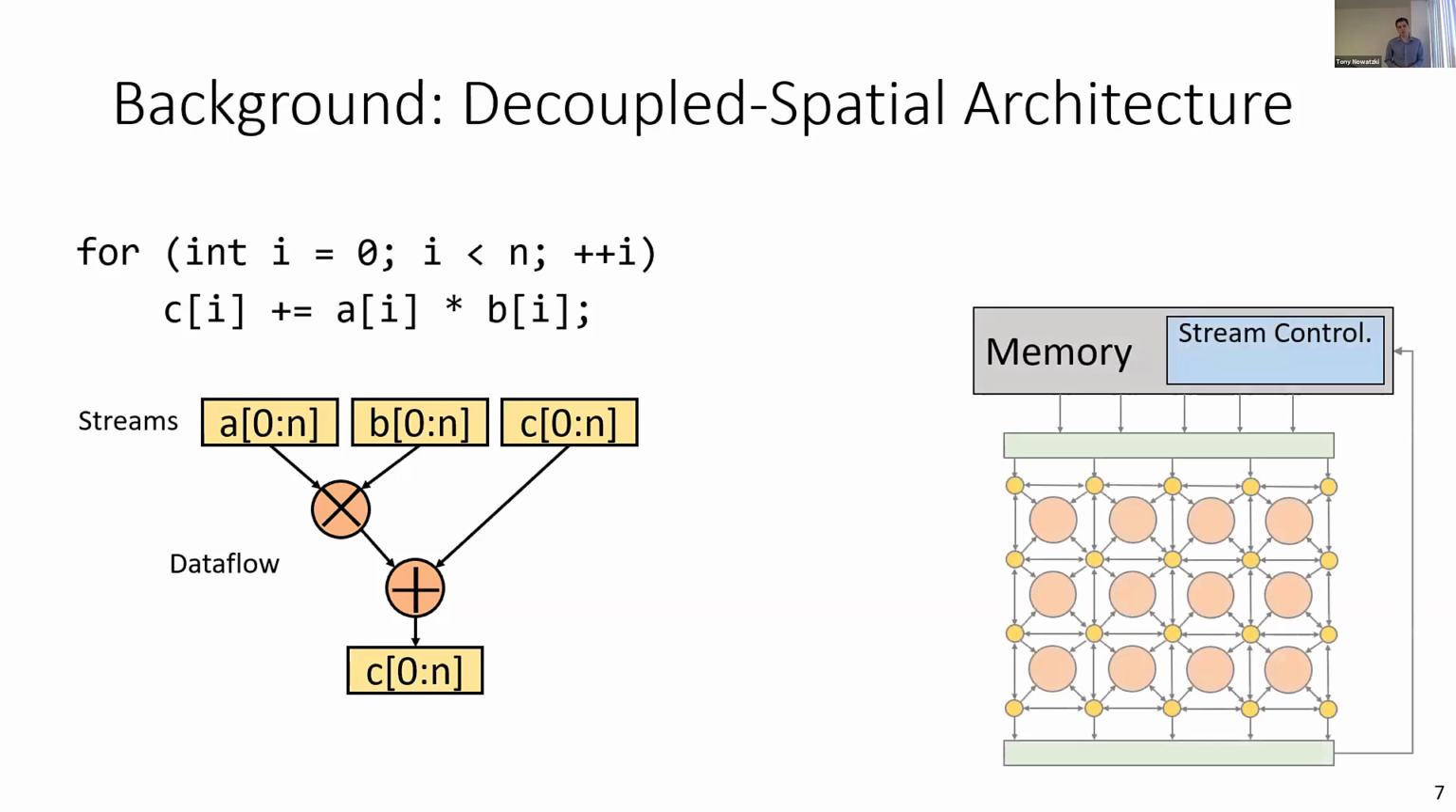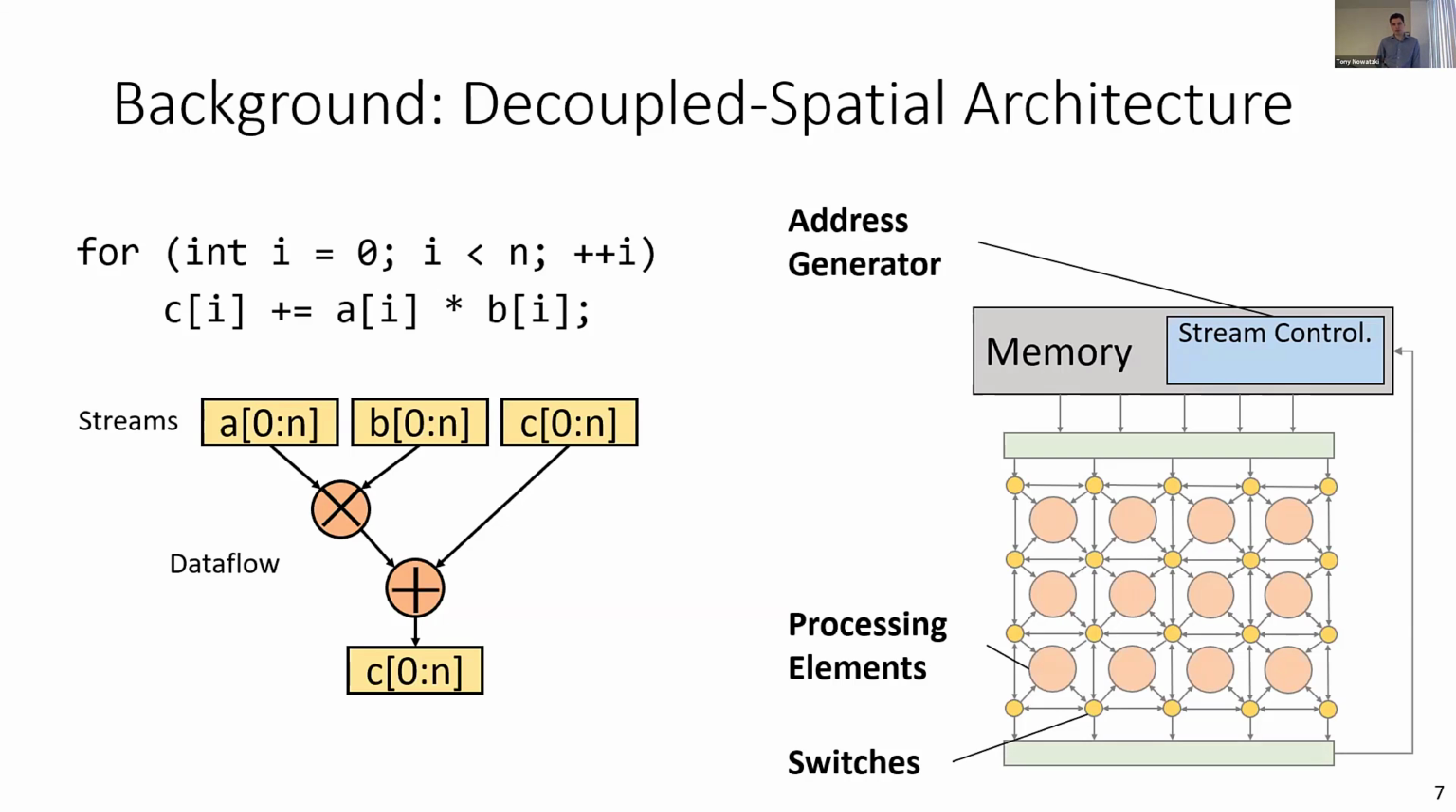Okay, so here's an example, a spatial architecture on the right. Let me explain what is here. These little red circles are processing elements, things that execute instructions. These yellow circles are switches. On these switches, we can route data and communicate between the processing elements without having to go through memory. And this is where we'll map the data flow graphs.